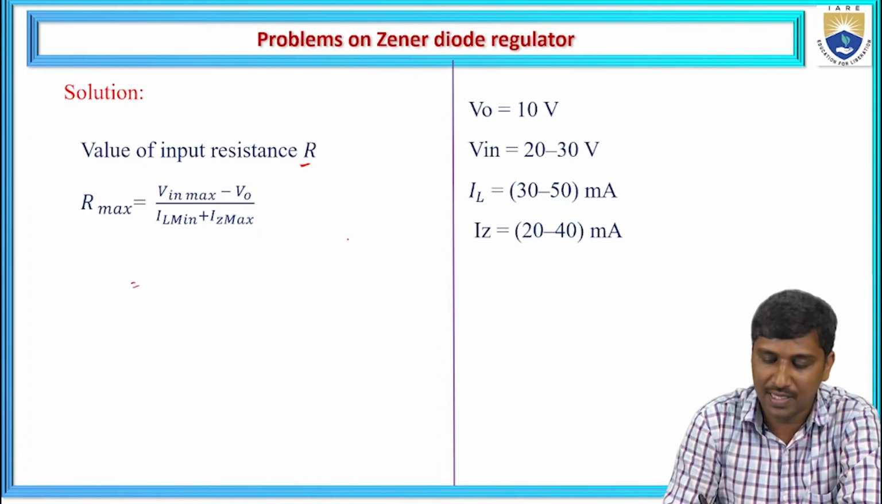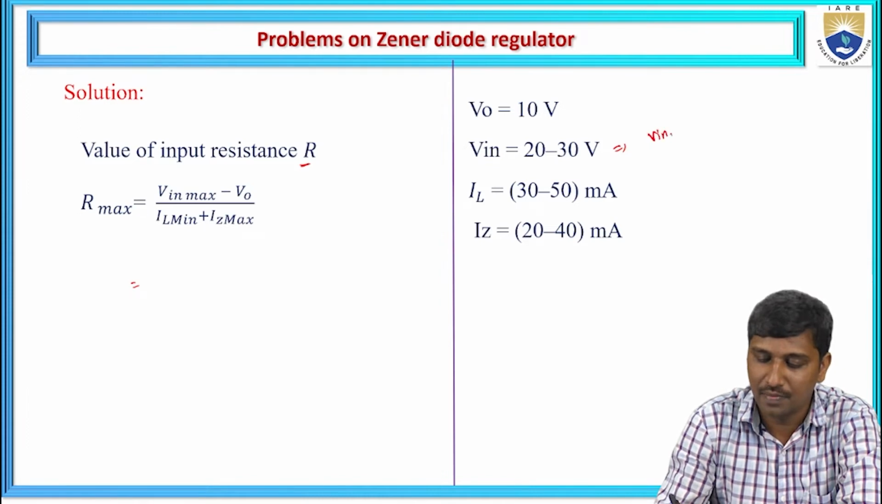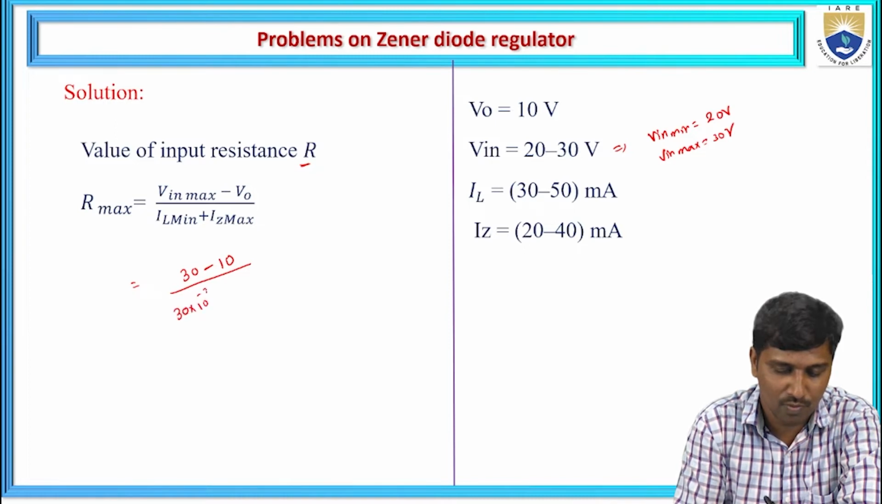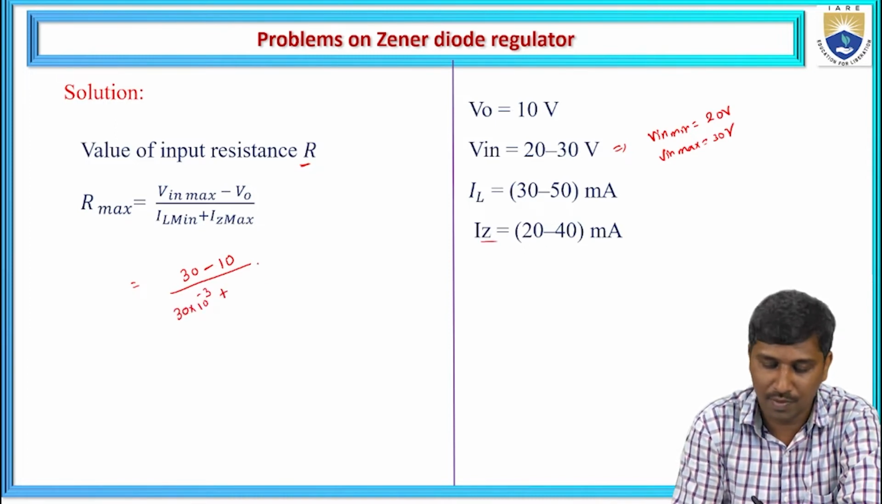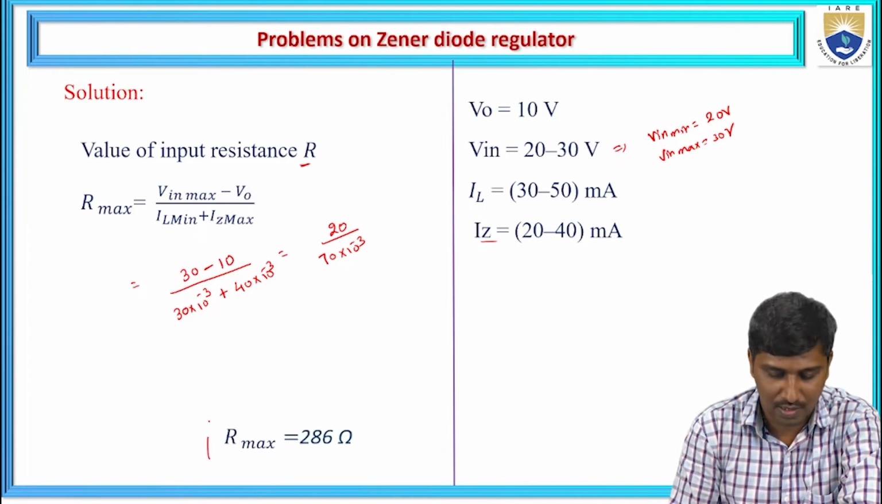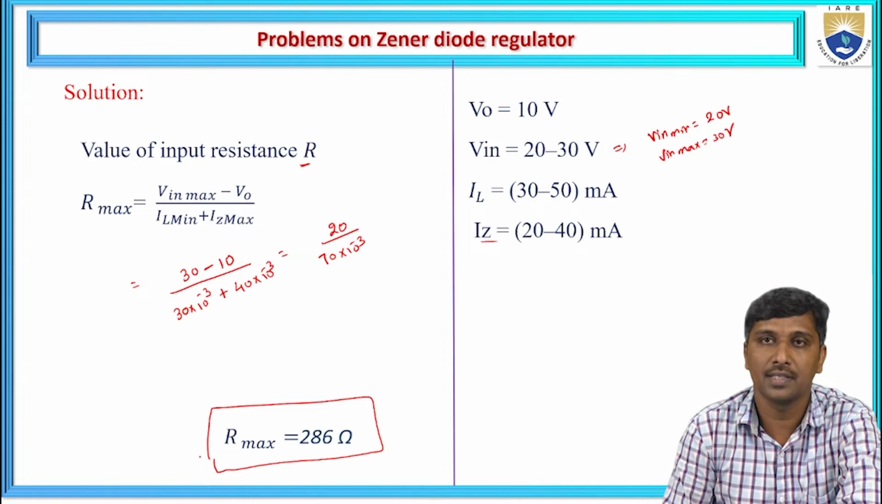The Vin minimum is 20 volts and the Vin maximum is 30 volts. Hence, R is Vin maximum 30 minus V0 of 10 volts, divided by IL minimum, 30 milliamperes, that is 30 into 10 power minus 3, plus IZ maximum, 40 milliamperes, that is 40 into 10 power minus 3. So 30 minus 10 is 20, divided by 70 milliamperes. By solving this ratio, it gives that the R maximum is 286 ohms.